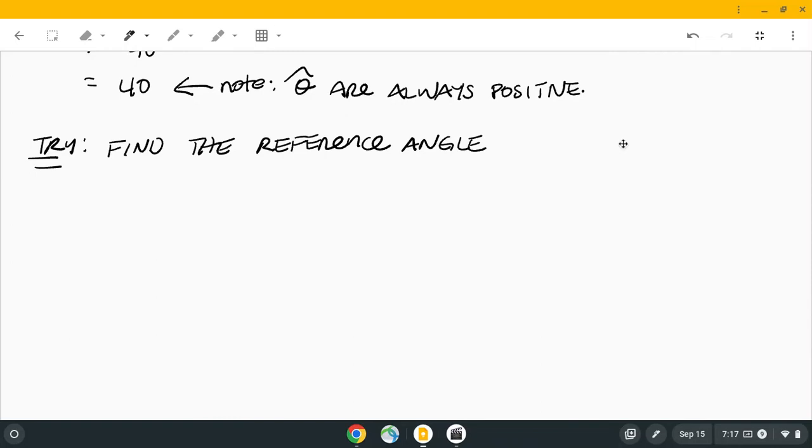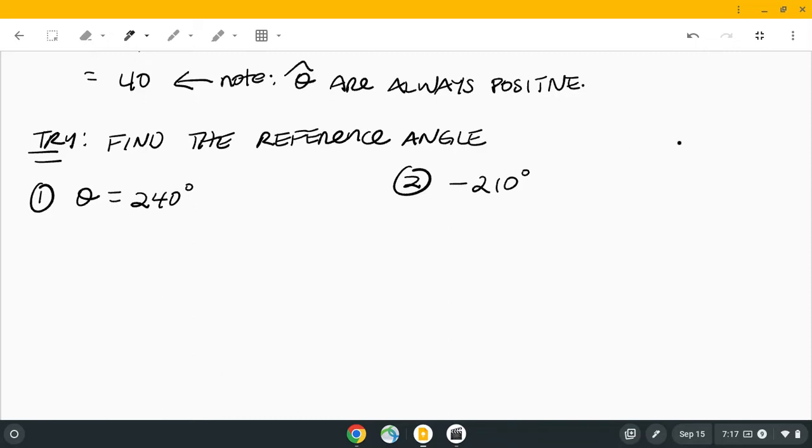Okay, so find the reference angle of this one, 240 degrees. And here, I'll put it over here. And negative 210 degrees. Okay, so go ahead and hit the pause button and come back to see if you got the same answer as me.